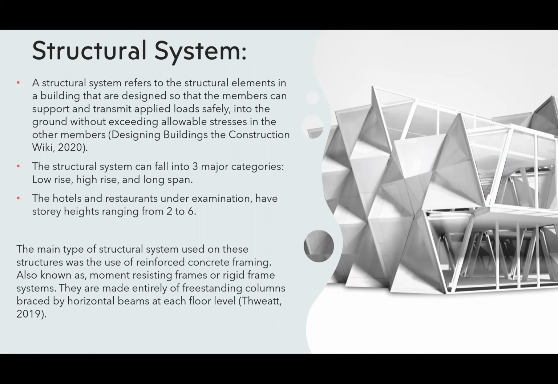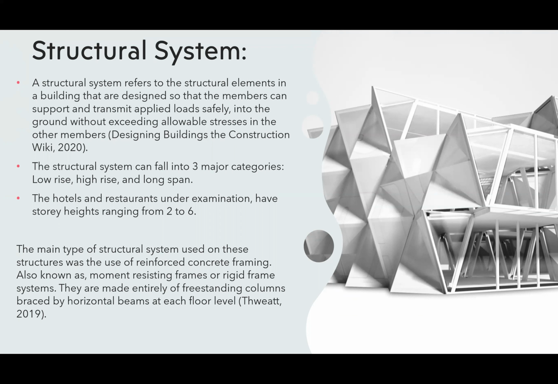Structural systems can fall into 3 major categories: low-rise, high-rise, and long-span, and various other subcategories. For the purpose of this assessment, we will focus on low to mid-rise structures, where low-rise structures have 4 or less floors and mid-rise structures have more than 4 but less than 12 floors. Sarak, 2019. The hotels and restaurants under examination have story heights ranging from 2 to 6.